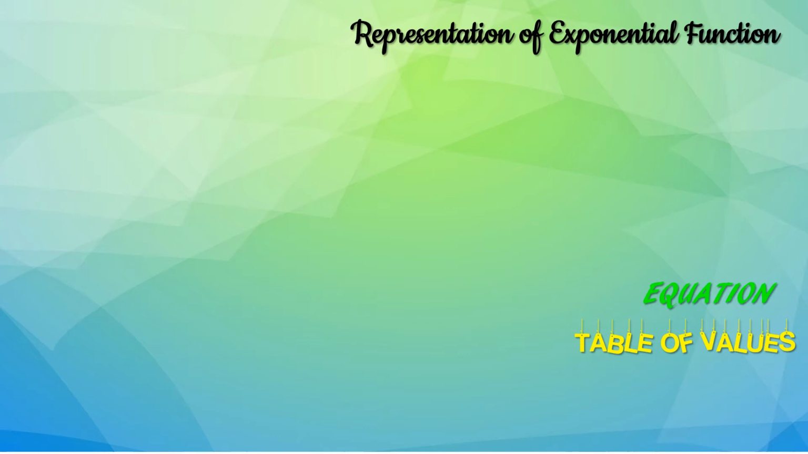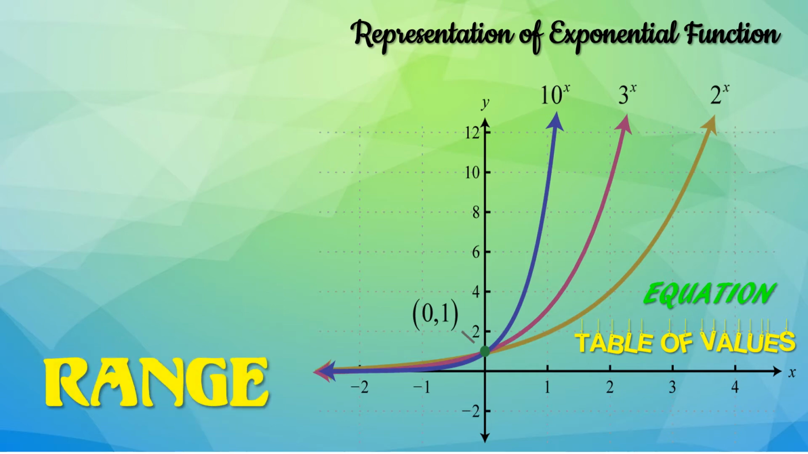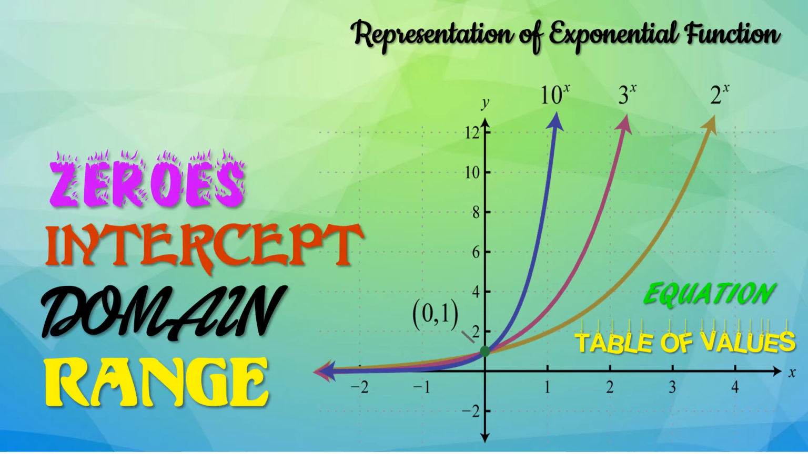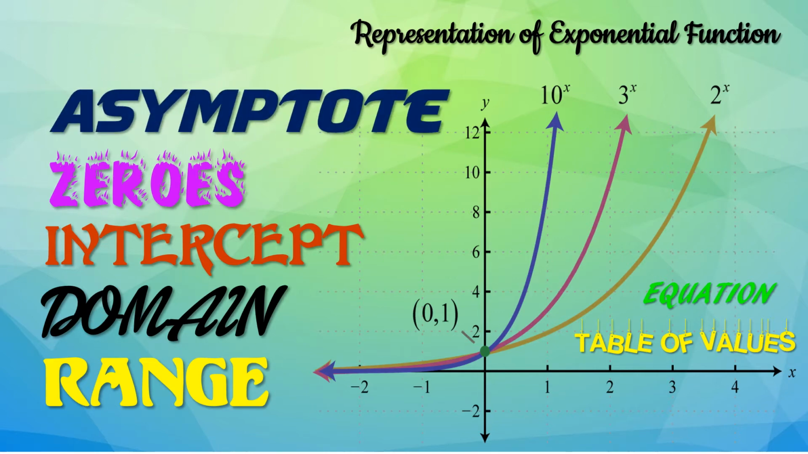Then, we're going to sketch its graph by plotting the points on a Cartesian coordinate plane and connect them with a smooth curve. But in this topic, we'll be focusing on its graph, and we are going to describe and determine its properties and characteristics such as its range, its domain, its intercept, its zeros, as well as its asymptote. These 5 key terminologies will be discussed as we go on.